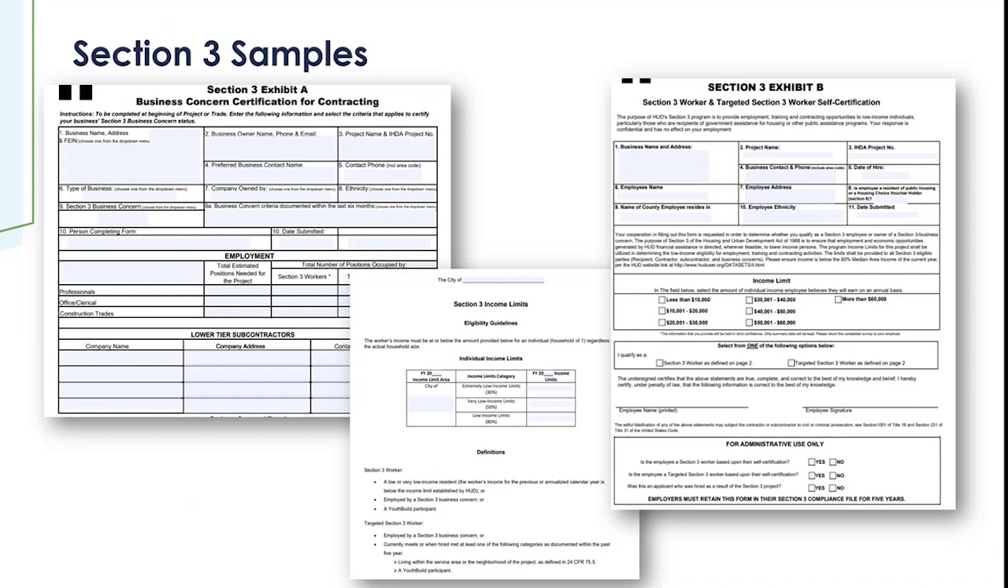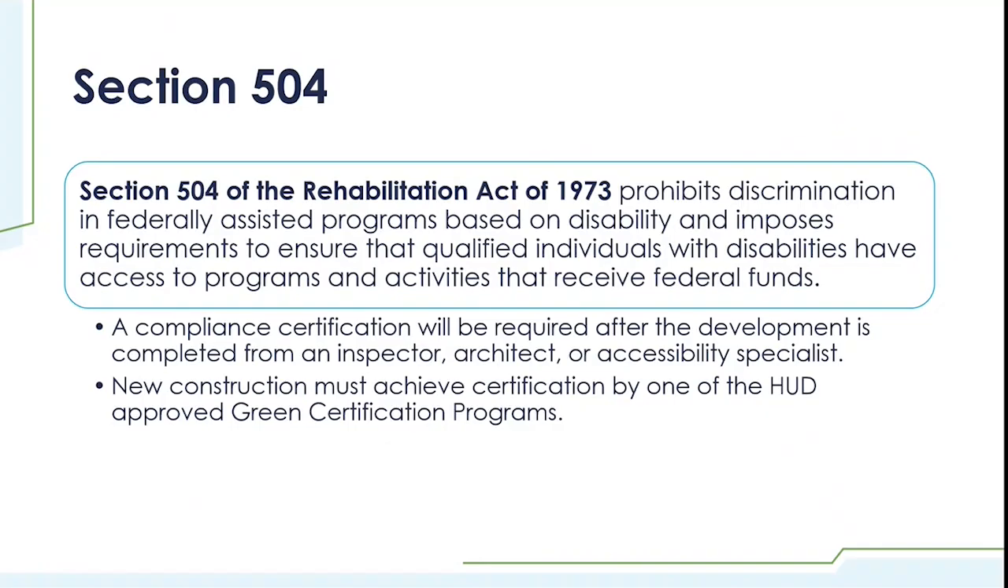This slide shows examples of forms that are used in the Section 3 process. You can see one is applicable to Section 3 businesses, one is to Section 3 workers or targeted workers, and one that helps the subrecipients define the income limits so that contractors can understand who Section 3 workers and targeted workers may be. The next cross-cutting measure is Section 504, and Section 504 is part of the Rehabilitation Act.